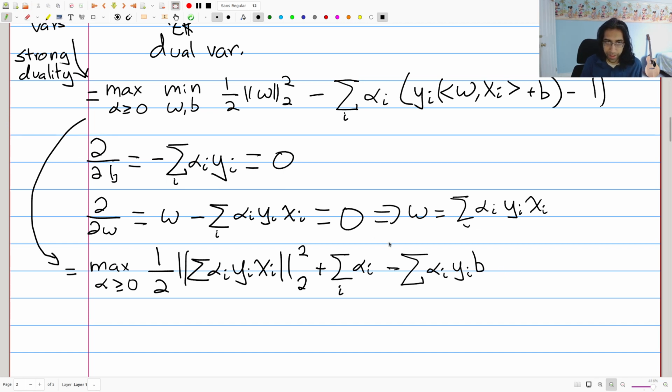Now, the nice thing we can do here is notice that one of the other conditions we found is that the summation of alpha i times yi is equal to 0. So even if it's multiplied by b, that's still fine. This overall summation is still going to just be 0.